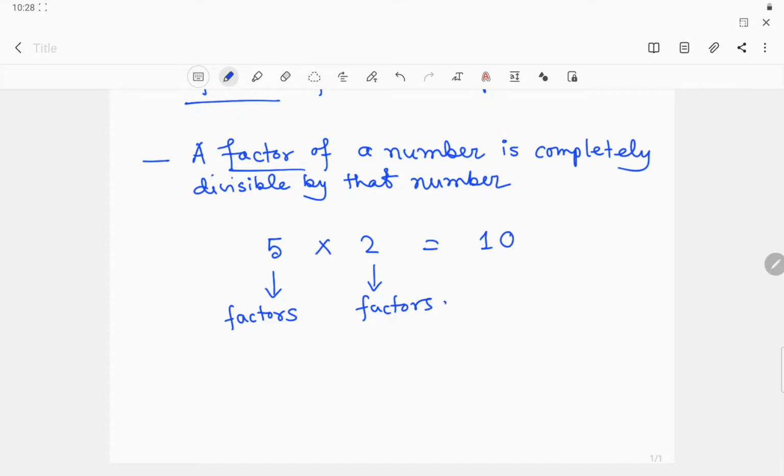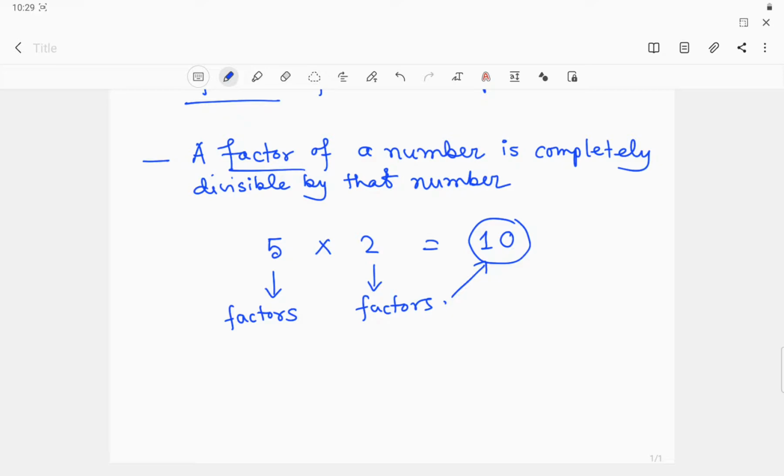They are called factors of the multiple 10, because you are multiplying 5 and 2 and you get 10. So 10 is a multiple of 5, or you can say a multiple of 2. So both numbers 5 and 2 are called factors. Or you can say, if you divide 10 by 5, you get 2. If you divide 10 by 2, you will get 5. That means 10 is completely divisible by 5 and 2. So 5 and 2 are the factors of 10.